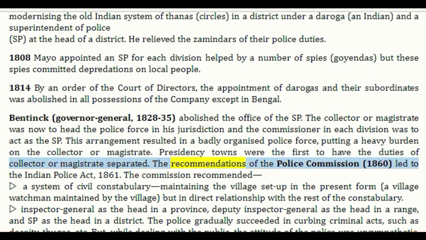The recommendations of the Police Commission, 1860, led to the Indian Police Act, 1861. The Commission recommended a system of civil constabulary, maintaining the village setup in the present form, a village watchman maintained by the village, but in direct relationship with the rest of the constabulary.